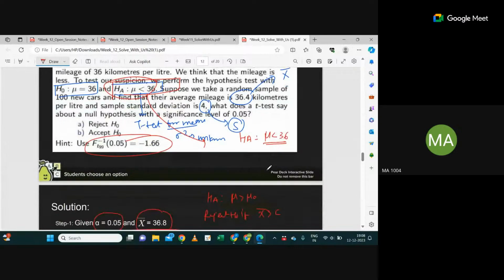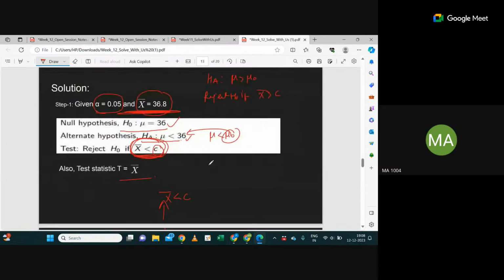So here, if you see in this part, my alternative was mu is less than 36, right? I'm talking about less than. That means I will take the decision about this region. So I will decide my test: I will reject my H naught if x bar is less than some c. Clear? Okay, fine. So this test of mean is clear to everyone.